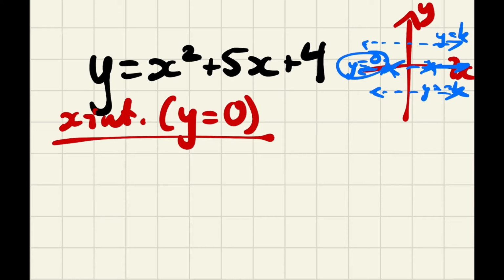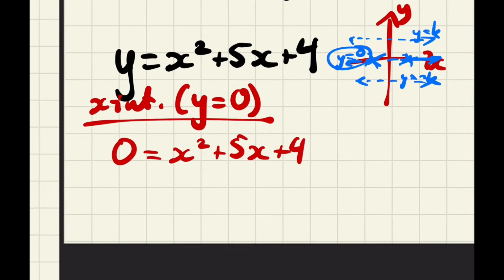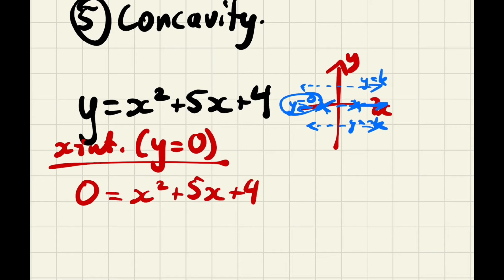So what does that look like? In the equation, rather than having y is equal to x squared plus 5x plus 4, we are going to have 0 is equal to x squared plus 5x plus 4. And then we need to solve for x to find our x-intercepts. For that, it simply comes down to solving a quadratic equation using our factorization method.